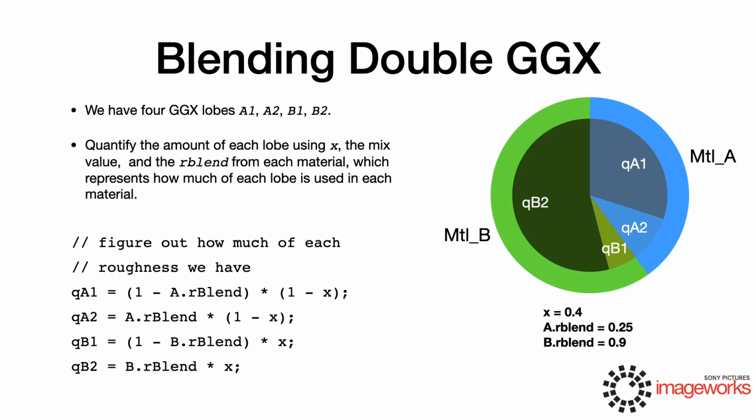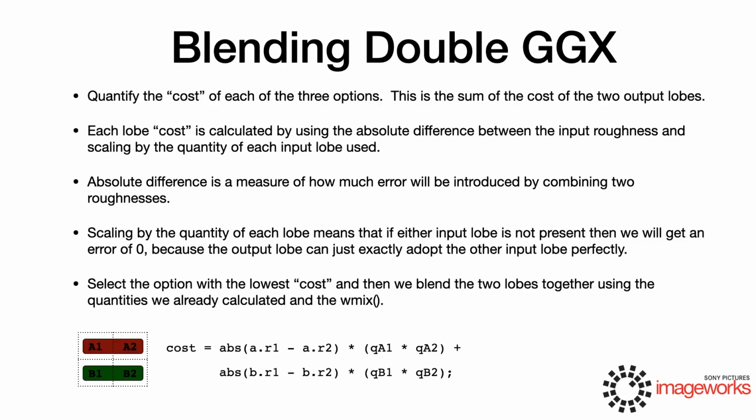We have a simple example here where X is the wmix between material A and material B, and AR blend and BR blend are the mixing factors within the materials of the 2 GGX lobes. To select which one of these 3 permutations is best, we start by quantifying how much of each of these input lobes we have, by using X and the 2 R blend values. By visualizing this, we can intuit that we'd like to end up with a mix that prioritizes retaining A1 and B2 as separate lobes, as they appear to be dominant.